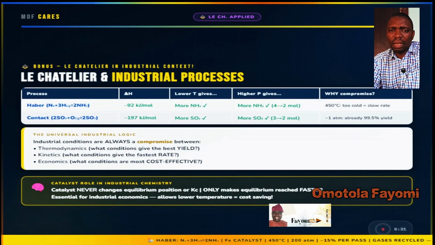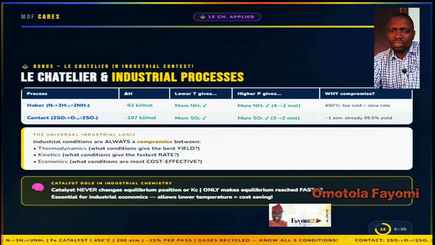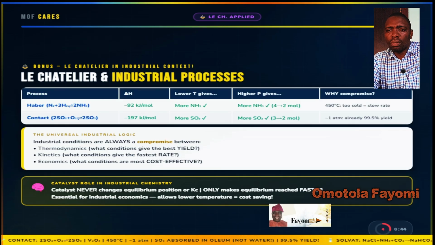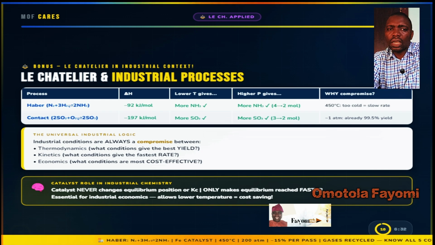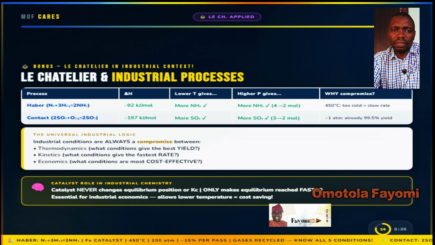Crucial exam skill: applying Le Chatelier's principle to explain every industrial condition. Let us consolidate the logic for both Haber and contact. The pattern is identical. The forward reaction is exothermic. Lower temperature thermodynamically favors more product, but lower temperature means lower rate. Kinetically, the reaction takes too long. The compromise of 450 degrees Celsius balances these competing demands.